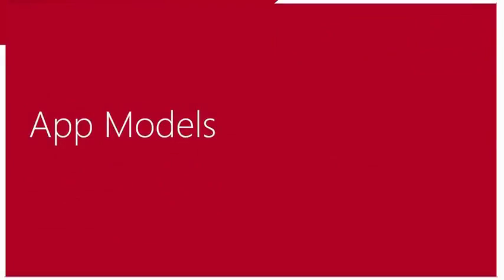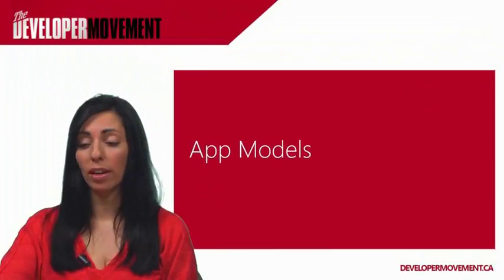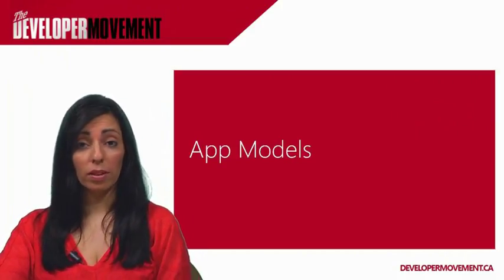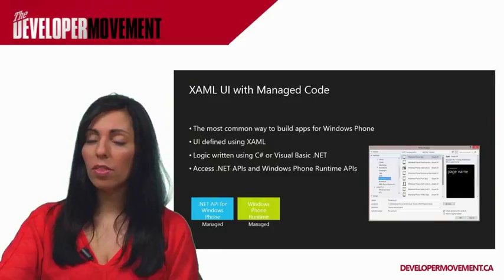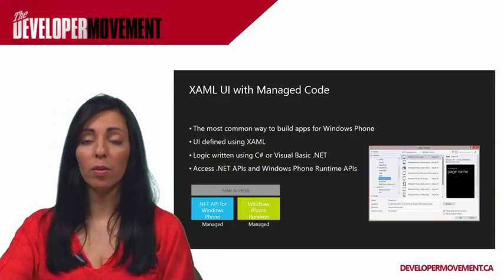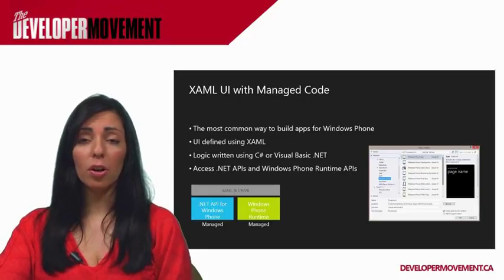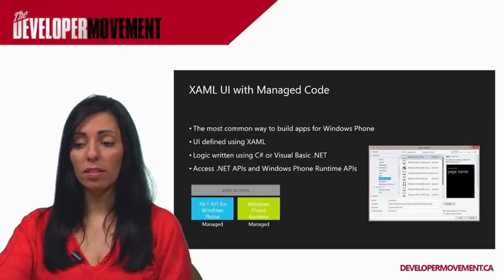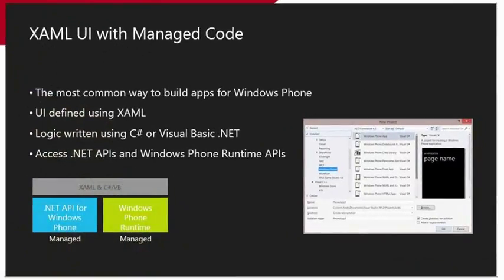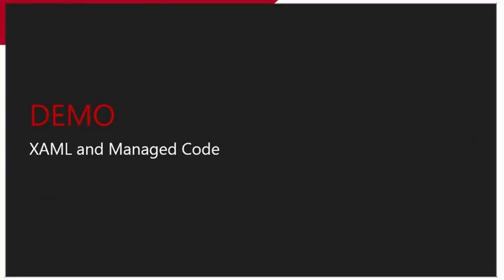Let's move on to talk about the app models that are available in Windows Phone 8. There are some differences compared to what was offered in Windows Phone 7. The traditional way is managed app development. This is designing your UI with XAML markup and writing your code in either C# or VB.NET. All of the same APIs that were available in 7.x versions are also available in 8.0, along with access to the Windows Phone Runtime APIs, which is a new set of APIs. So let's walk through a demo.